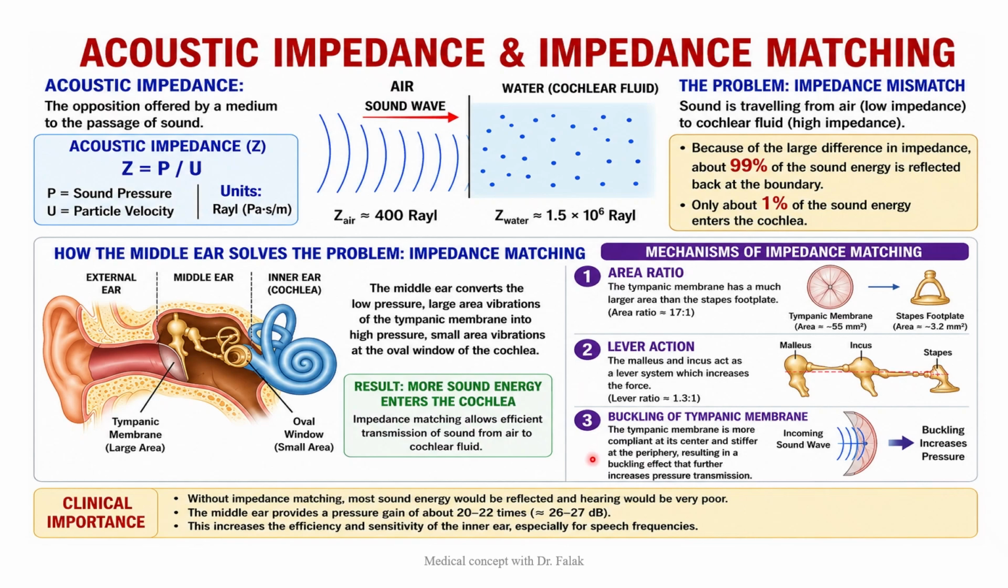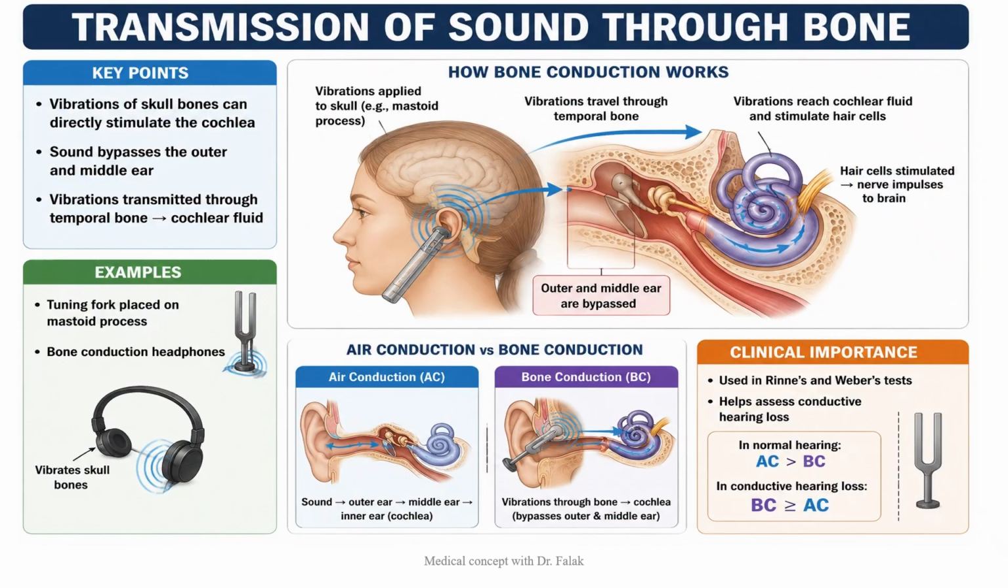And the third is the buckling of the tympanic membrane. The tympanic membrane is more compressed at the center and stiffer at the periphery, resulting in a buckling effect that further increases the pressure transmission. It means more and more sound waves will enter into the central part of the tympanic membrane, resulting in the buckling. So by means of these three, the area ratio, the lever action of the ossicles, and the buckling effect of the tympanic membrane, impedance matching is going to compensate for this acoustic impedance.